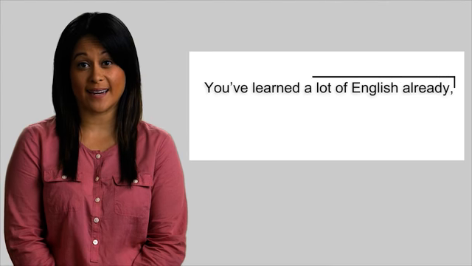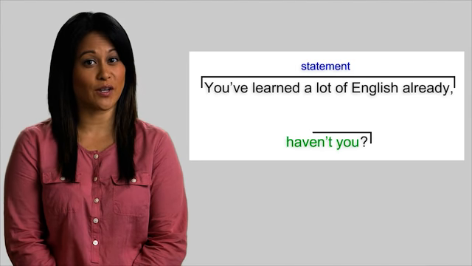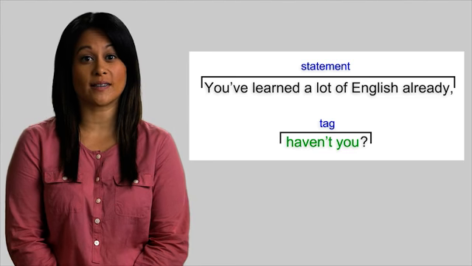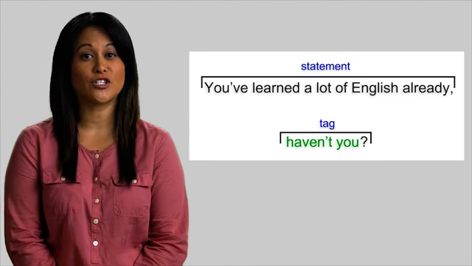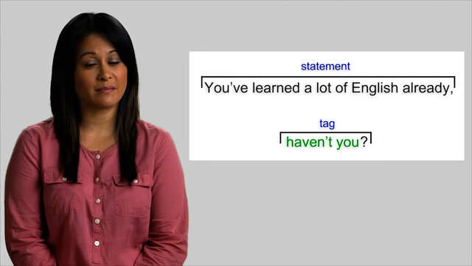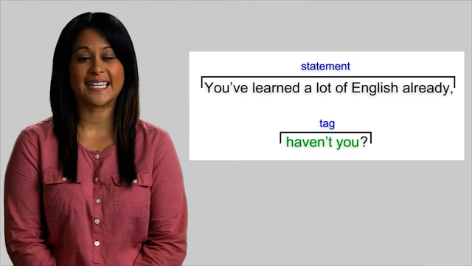You've learned a lot of English already, haven't you? I thought so. A tag question is a question we add to the end of a statement. For example, "You've learned a lot of English already" is a statement, and "haven't you" is a tag question. A tag question generally includes an auxiliary verb like be, do, have, or can, and a subject pronoun like you, I, it, or they. There are two ways we use tag questions.